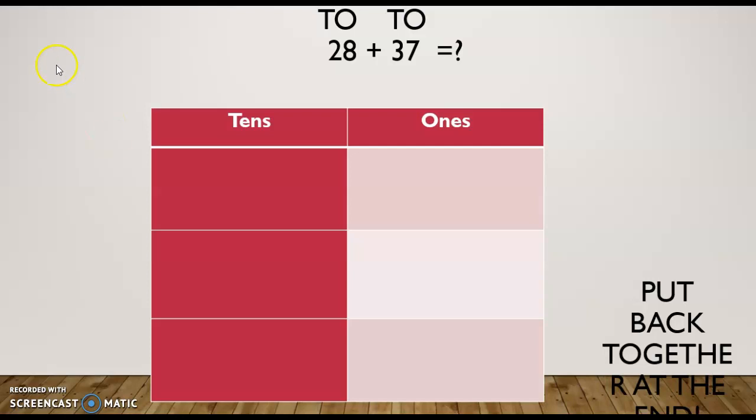So the next question we have is 28 add 37. Remember, we'll start with the biggest number first, because we're not adding as many. So we'll have 37, we'll partition it. We've got 3 tens and 7 ones. 28, we've got 2 tens and 8 ones.